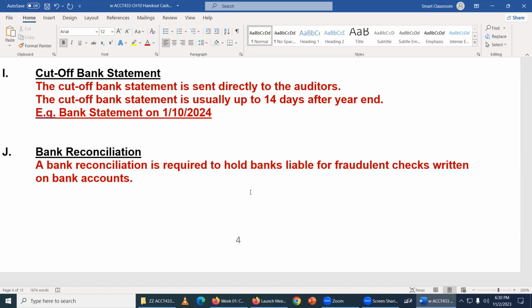The idea being is if you did a bank reconciliation, you would have found this, and the bank is not liable for anything after that. So if this goes on for 24 months, the bank's liable for the first month. And if you're not doing a bank reconciliation, the next 23 months are on you.